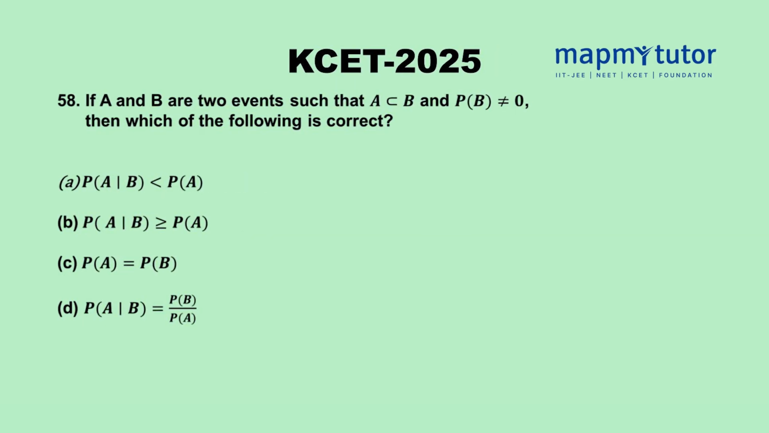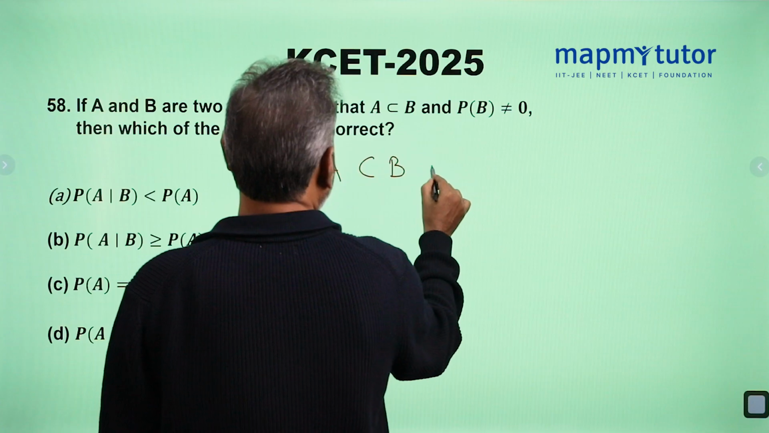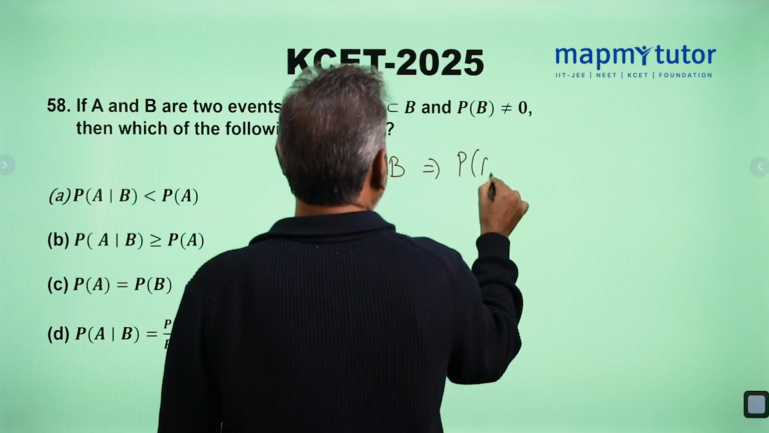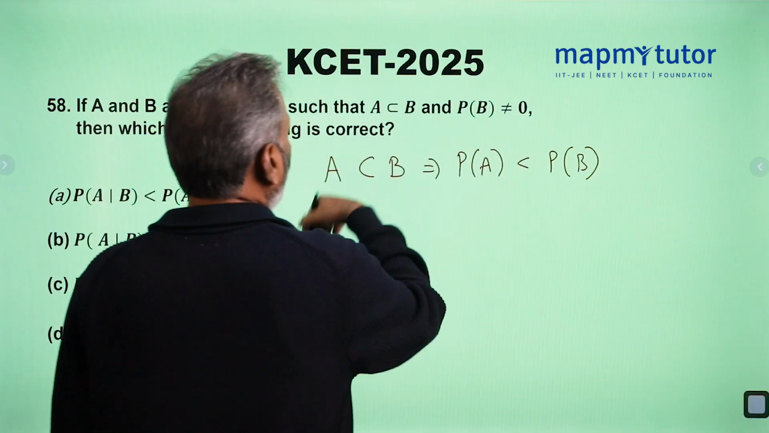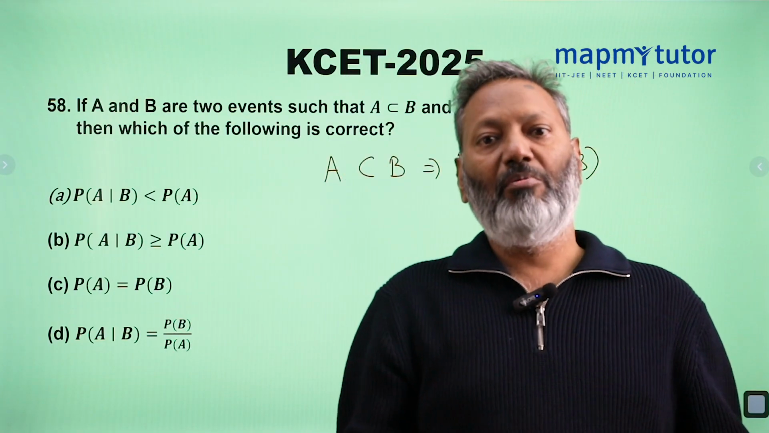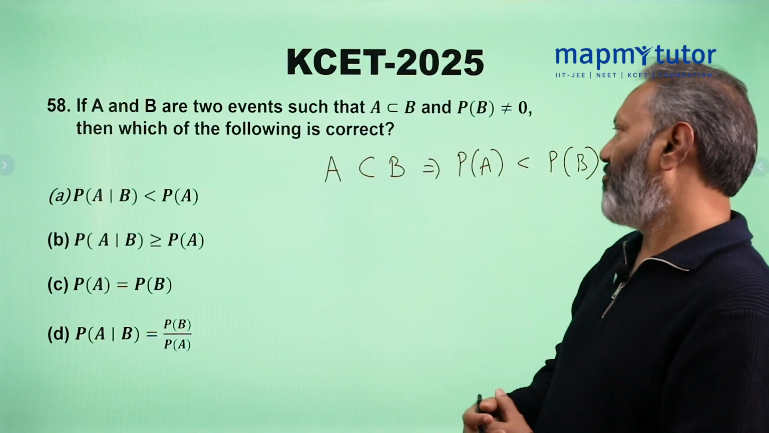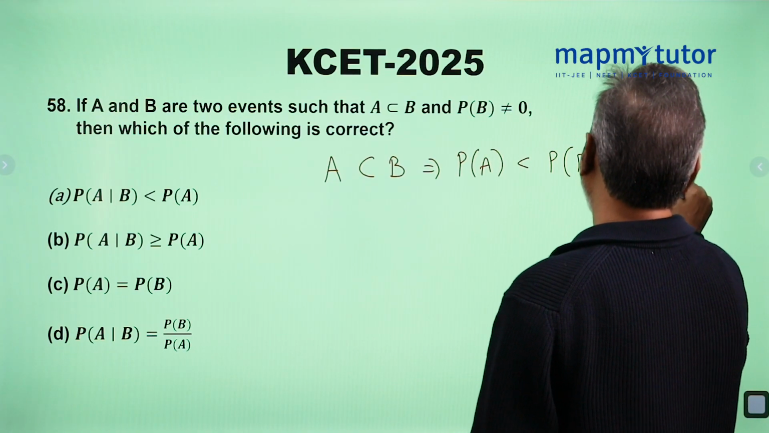If A and B are two events such that A is a subset of B, that means P of A is less than P of B. Definitely A will have fewer favorable points when compared to B. And therefore, the probability of A must be less than P of B. Okay? And P of B not equal to 0. Another condition.